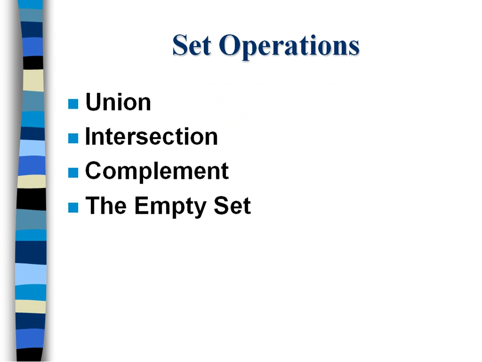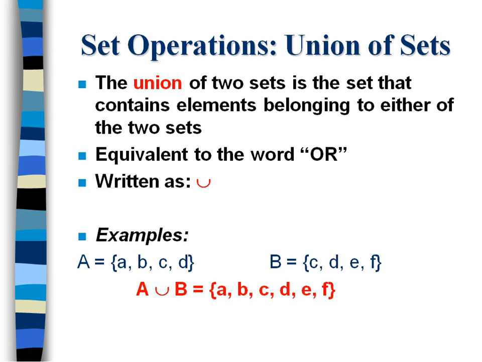So the first thing I want to talk about is the definitions of the union, intersection, complement, and the empty set. The union of two sets is the set that contains elements belonging to either of the two sets. And the word that refers to union is the word or. When you see the symbol that looks like a U, that represents the union of two things.